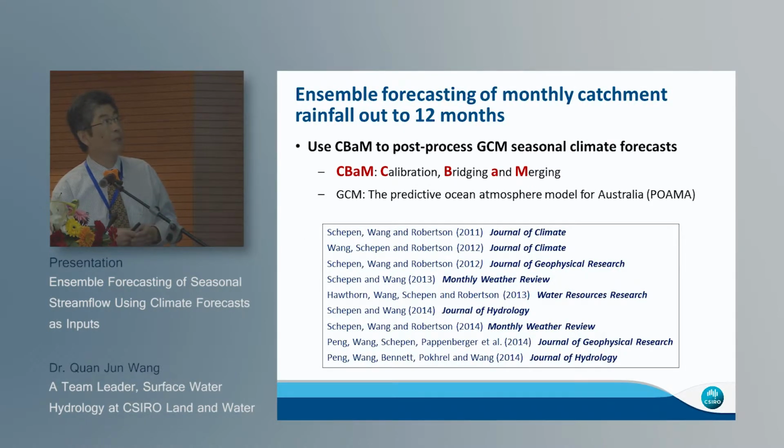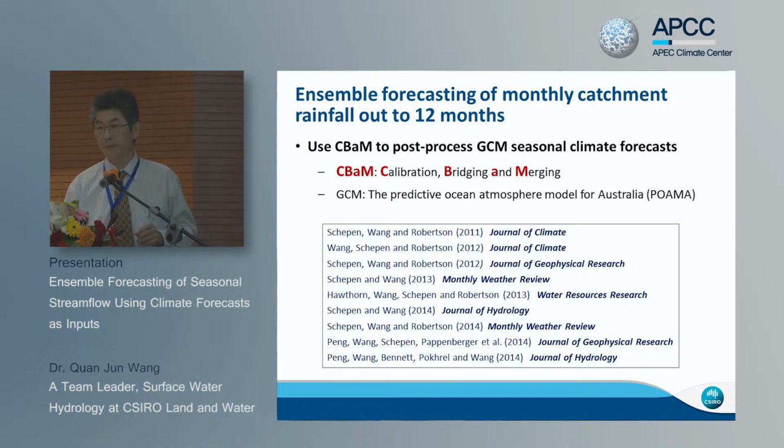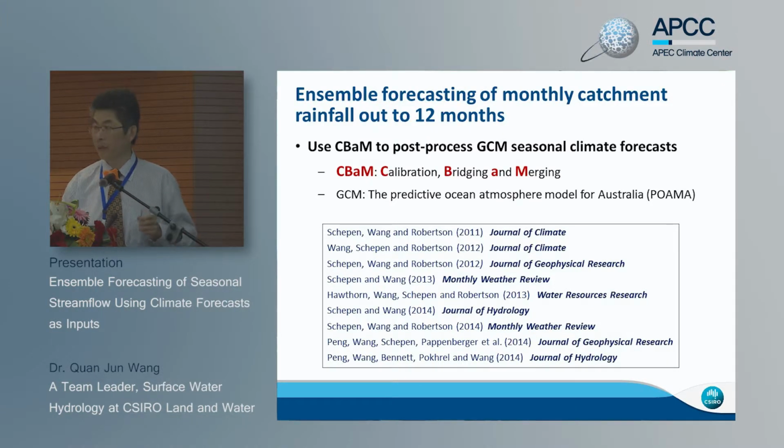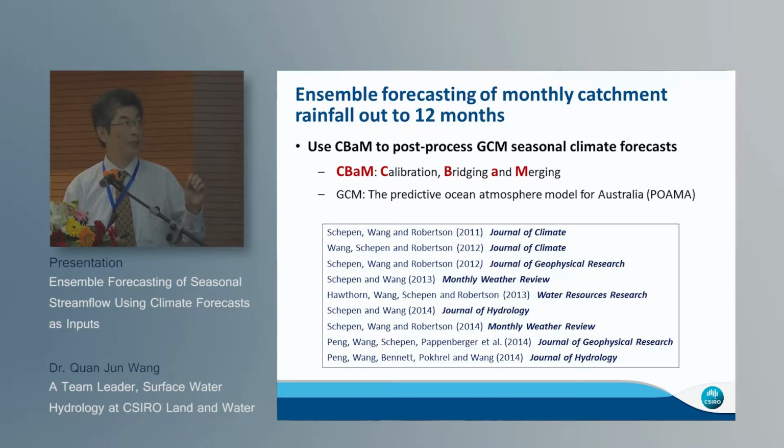For this work, we first generate the monthly catchment rainfall out to 12 months. We use a method called Cband to post-process GCM seasonal climate forecasts. The particular GCM we use for the results I'm going to show you is the Australian Bureau of Meteorology seasonal climate model. I think Yuri may talk about the use of that model. The method we use to post-process that GCM forecast is Cband, which stands for calibration, bridging, and merging.